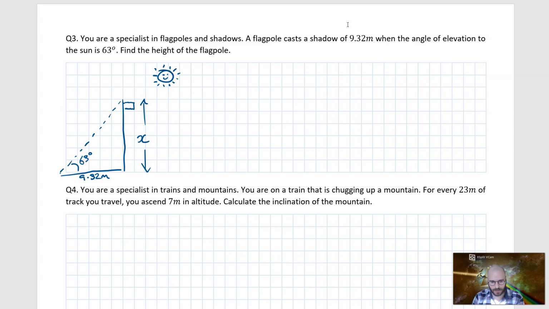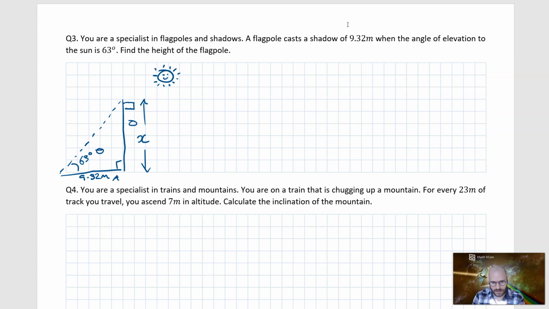So what we've effectively got is a simple right angle trig problem that we solve. Using our angle of interest, which we'll denote as theta, we're going to label all of the sides. So we have theta here, the unknown side is the opposite, and it's denoted as x. Then the adjacent side that we're interested in is 9.32 meters.